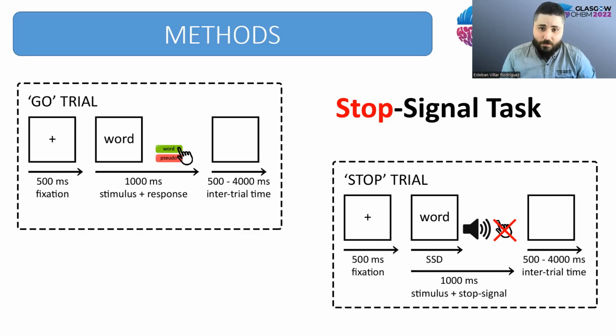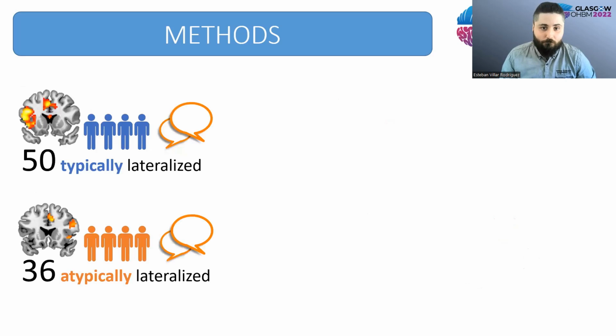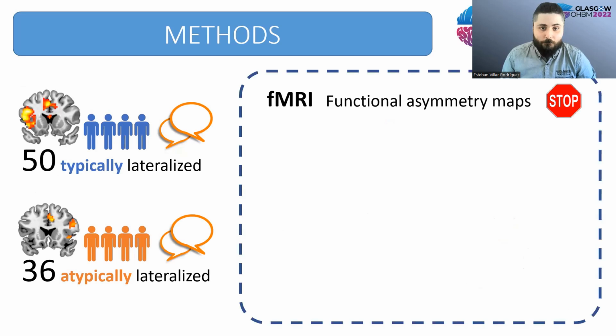The stop trial is nearly identical, except that shortly after the presentation of the letter stem, participants will hear a beep sound. When they hear this beep, they have to stop their response and not press any button. This stop condition will be our condition of interest. As for our sample, we preselected 86 individuals according to the hemispheric lateralization of language. 50 were typically lateralized, whereas 36 presented an atypical lateralization of language.